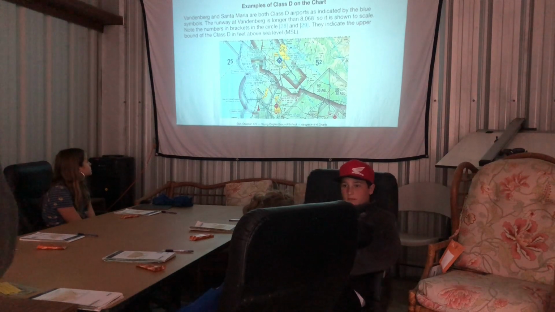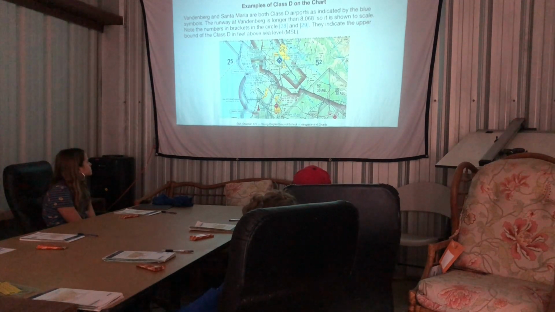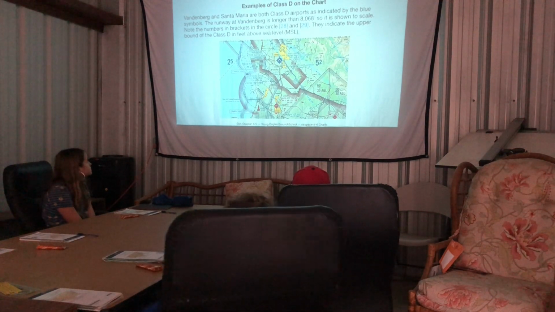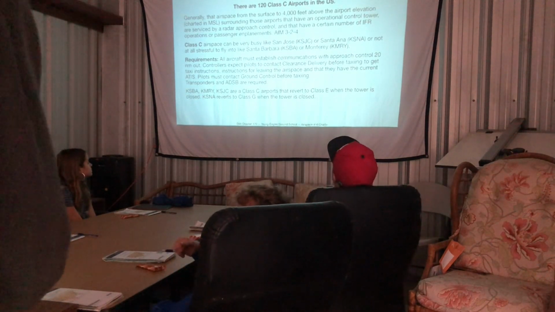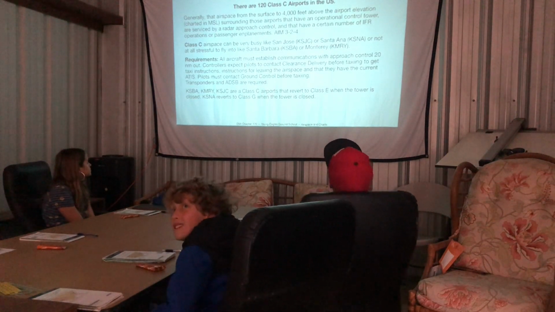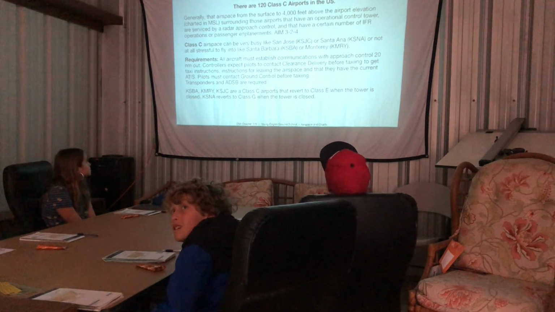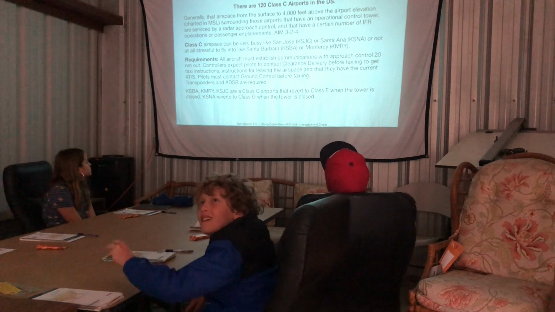And then again, here's some examples. Vandenberg turns out to be a Class Delta. And San Luis, Santa Maria. Okay. In fact, Vandenberg was originally one of the alternates for the space shuttle in case it couldn't land in Florida. So it had a really long runway. I don't think it ever landed there though.